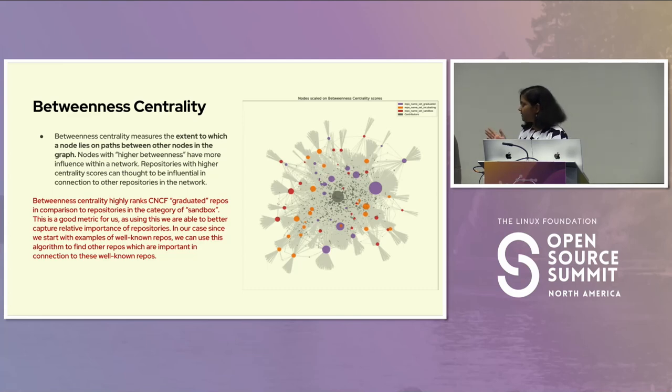The graph that you see here is what we got when we tried out betweenness centrality on some of the CNCF projects, which we'll dive into a little more. But you can see the more central and densely scaled nodes have higher scores compared to the smaller and lesser nodes that you see on the far outer side.